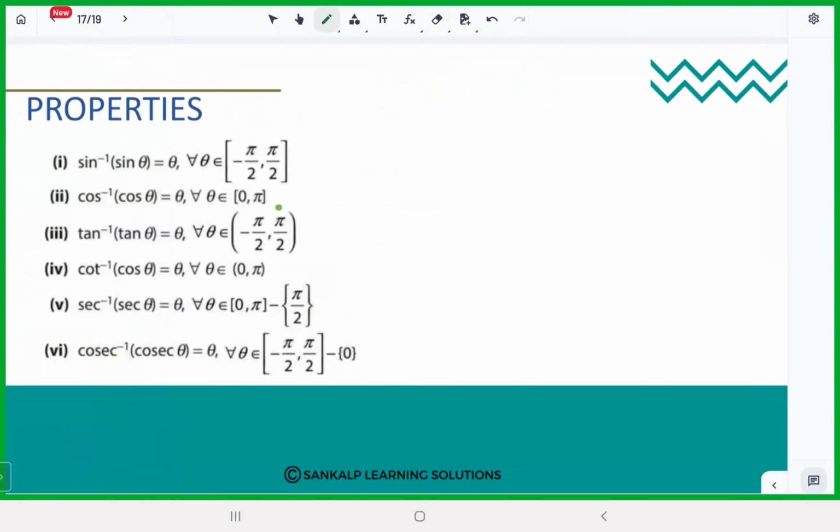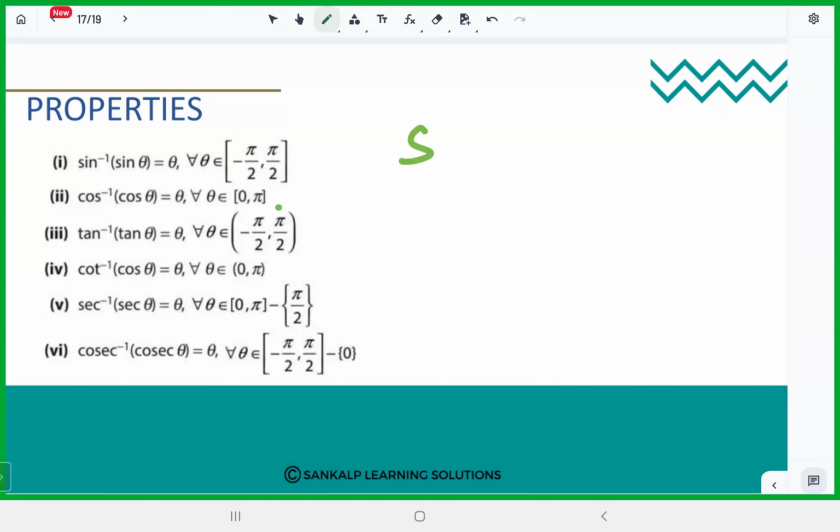We have one more section in this chapter, called properties of inverse trigonometric functions. Actually, after the rationalization of your textbook, you need to study only this property. This property is actually simple. If you study one function, you will get the remaining functions.